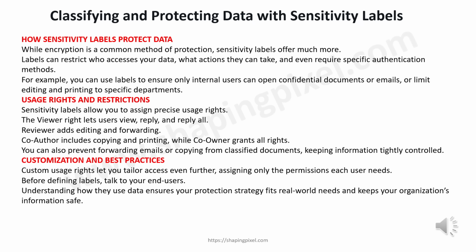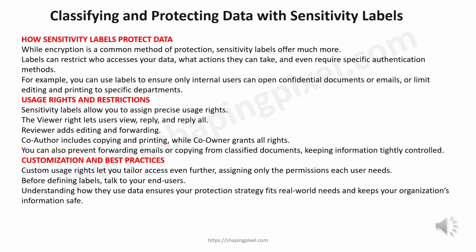Sensitivity labels are a powerful tool for classifying and protecting your organization's data. By assigning different labels, you can control how information is accessed and used, ensuring that sensitive data stays secure and only reaches the right people. While encryption is a common method of protection, sensitivity labels offer much more. Labels can restrict who accesses your data, what actions they can take, and even require specific authentication methods. For example, you can use labels to ensure only internal users can open confidential documents or emails, or limit editing and printing to specific departments.